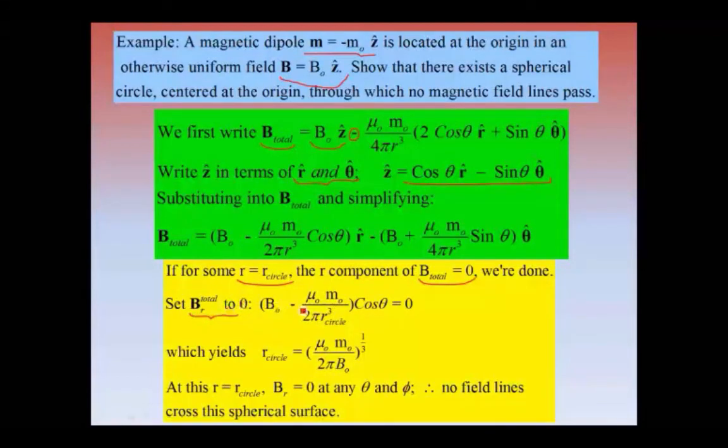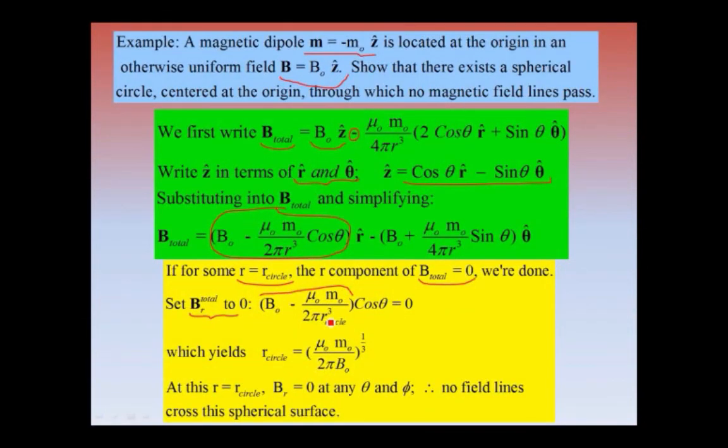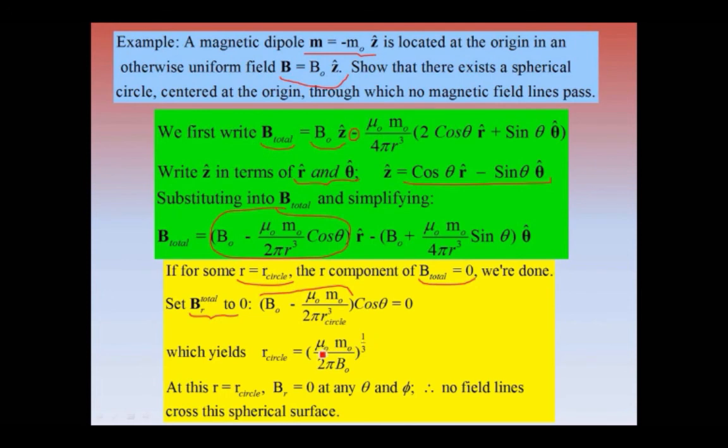Well, you can see that's going to work because we have this factor here times the cosine theta equal to 0. So all we've done is taken this factor right here and set it equal to 0. Well, you can see that we can solve for r circle. This is r cubed, so we're going to get a 1/3 power for the whole thing. And we're left with mu0 m0 over 2 pi B0, all to the 1/3 power. So we indeed have found an r circle.